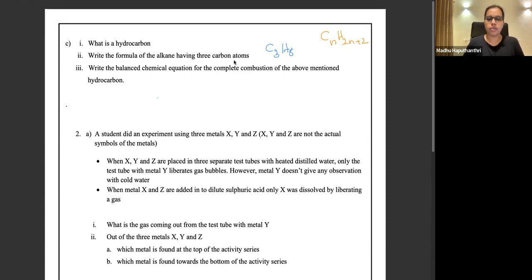Then the balanced equation for the complete combustion of the above mentioned hydrocarbon. C3H8 with oxygen, all the carbons are coming to CO2. So 3 CO2s are coming because 3 carbons are there. And hydrogens, 8 hydrogens are there. Therefore 4H2O. To balance oxygen, here 6, 4, altogether 10. Therefore 5 O2 coming here. Right. Then we'll take the last essay question.